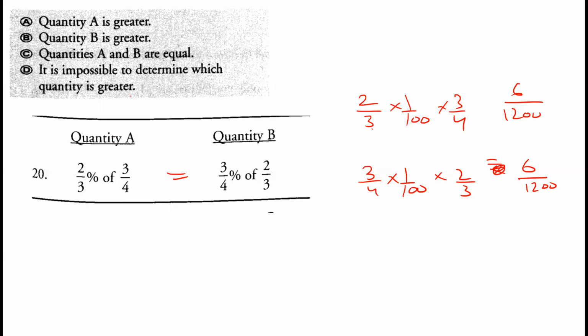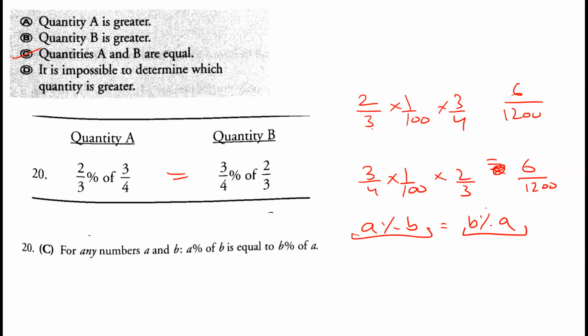both quantities are equal. And there's a very important property that A% of B is equal to B% of A. So A% of B is equal to B% of A. So you need to know this. So if this is A, this is B, this is B, this is A. So A% of B is equal to B% of A.